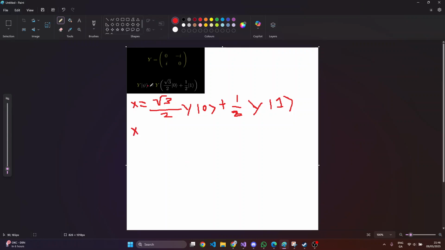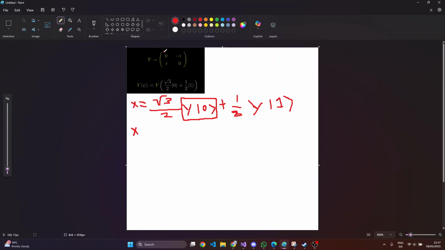Okay, what do we do next? What is Y applied to 0 in this case? Well, we can represent it in a matrix like this. This column is the same as Y applied to 0. This column is the same as 1 applied to Y. So this is the case we're using. This side is the 0 and this side is the 1.